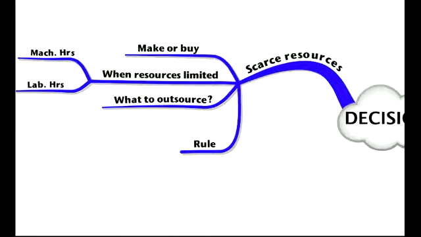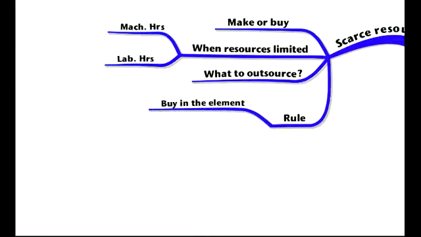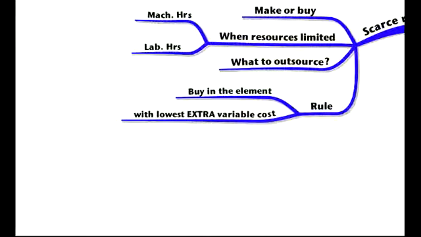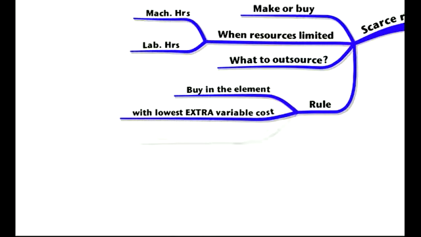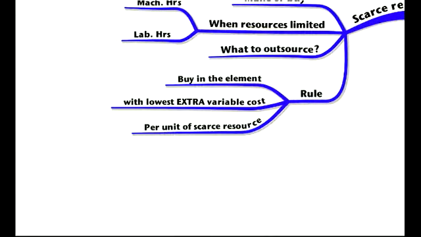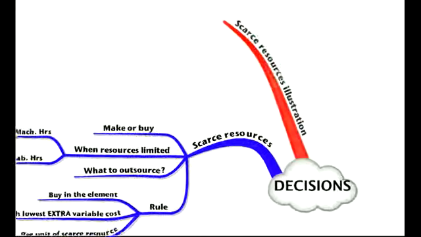The rule when it comes to scarce resources is that we buy in the element with the lowest extra variable cost per unit of scarce resource, not per unit produced, but per unit of scarce resource. So let's look at an example, and that's the best way to see how this works.